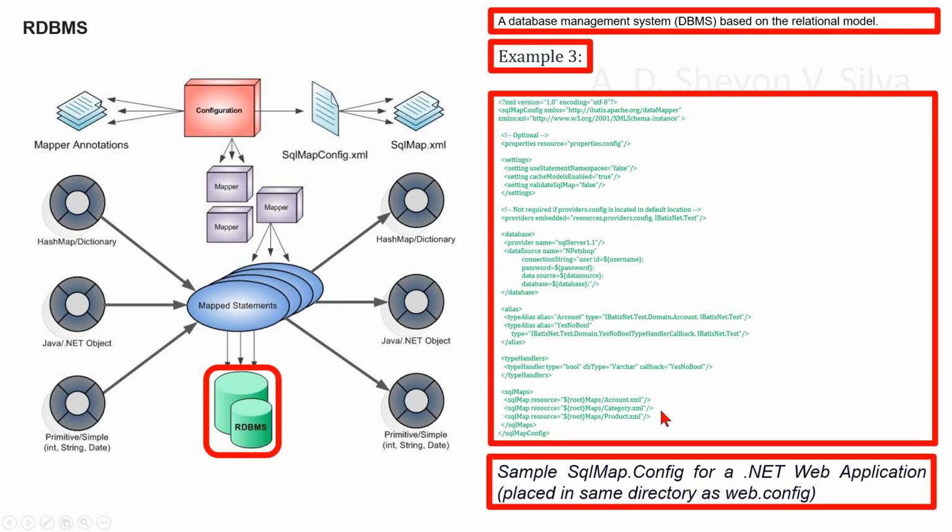This is a sample SQL map config for a .NET web application. Place this file in the same directory as web.config. Here you can see database, provider name, SQL server 1.1, data source name, NPetShop, connection string here, password here, data source here, database here.